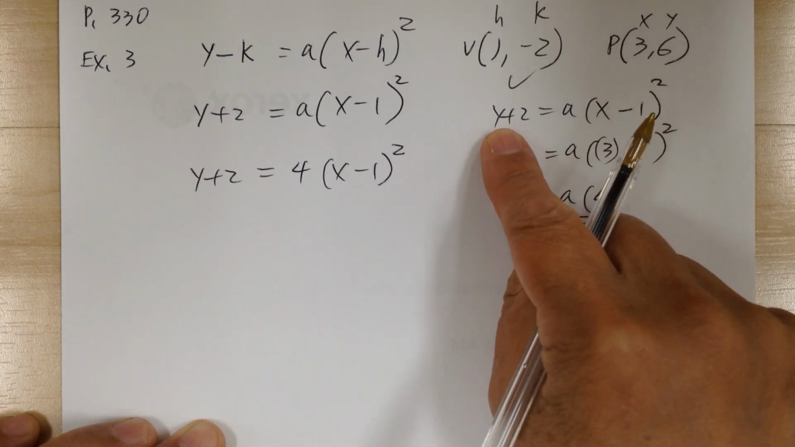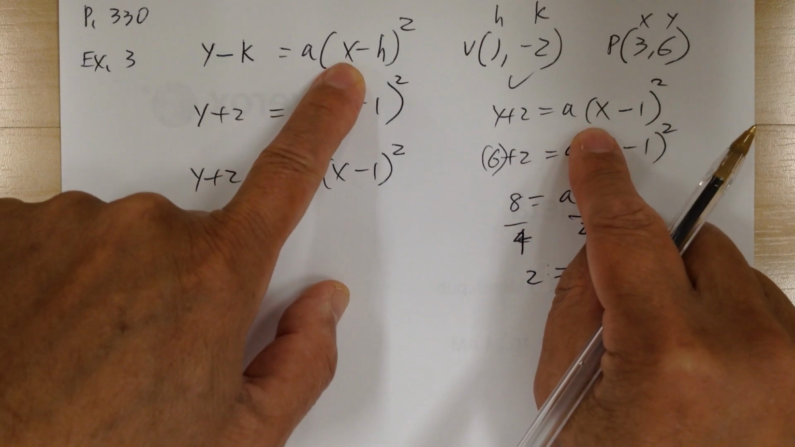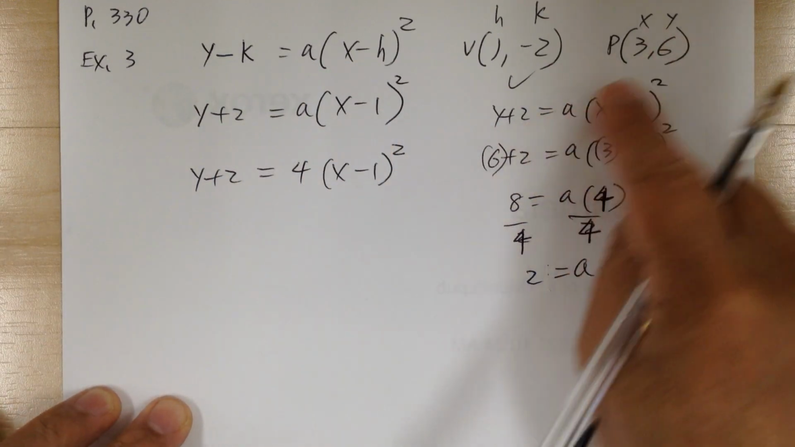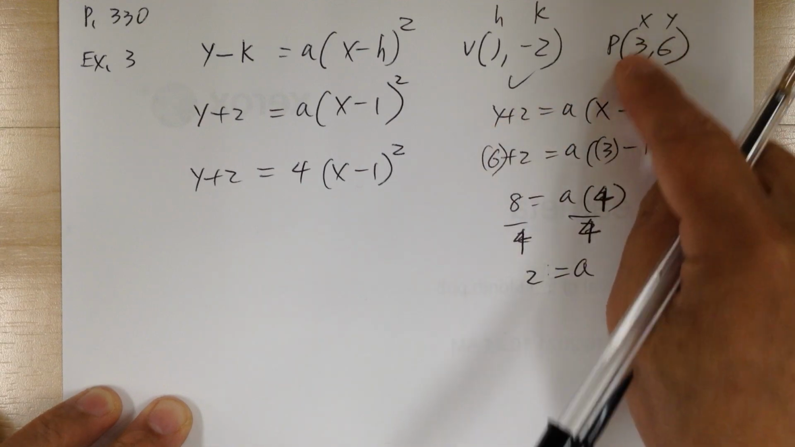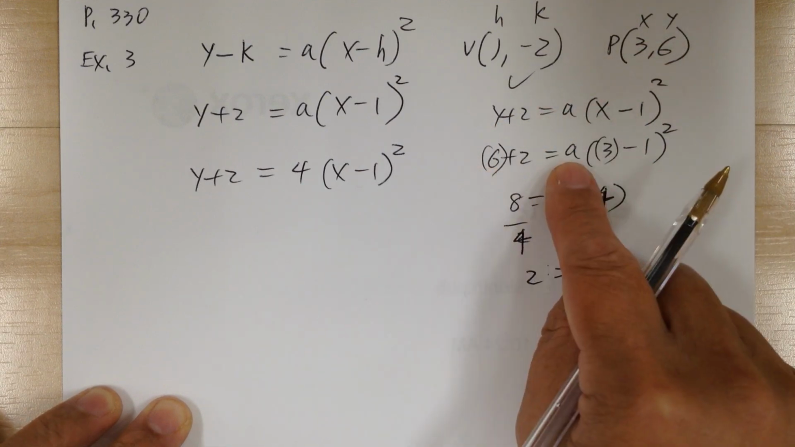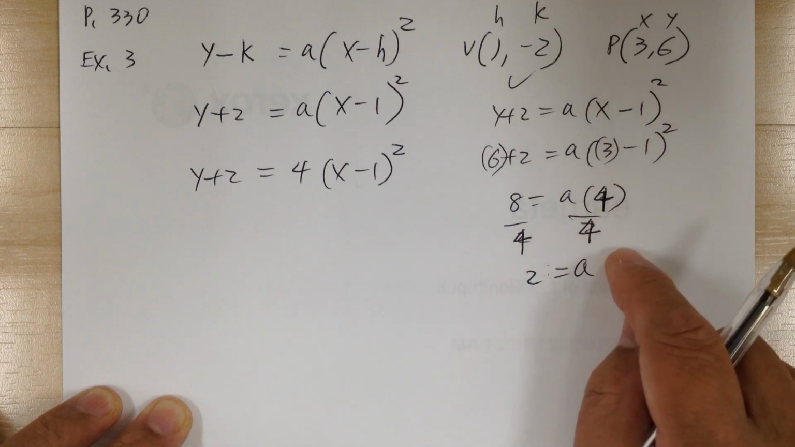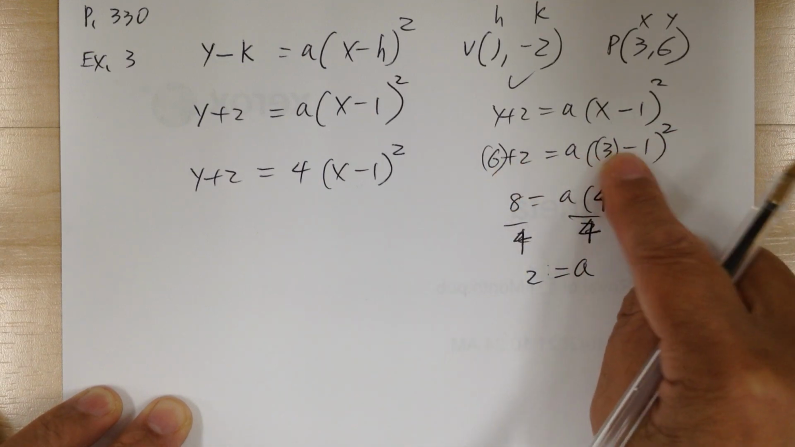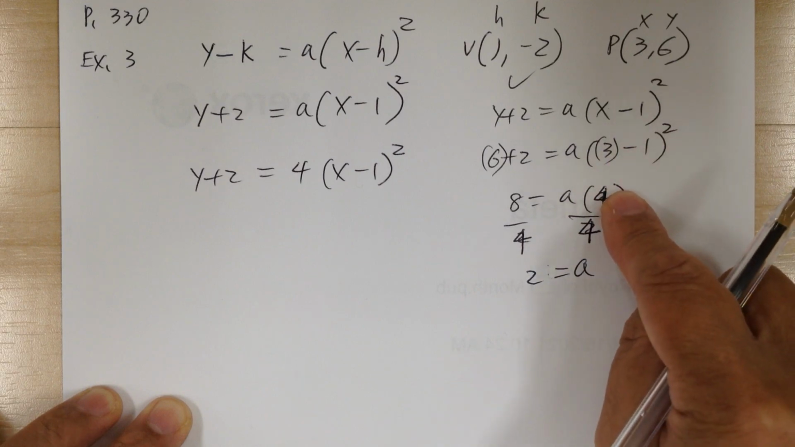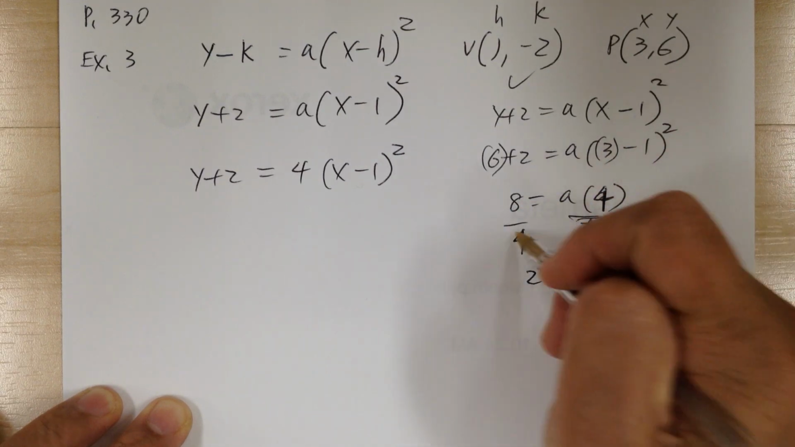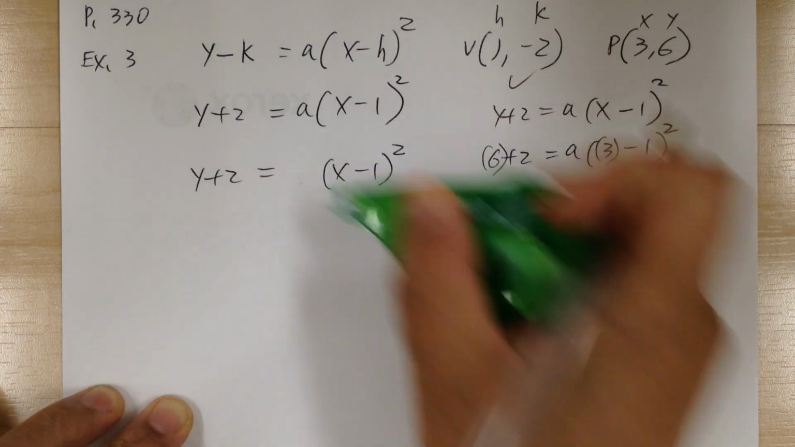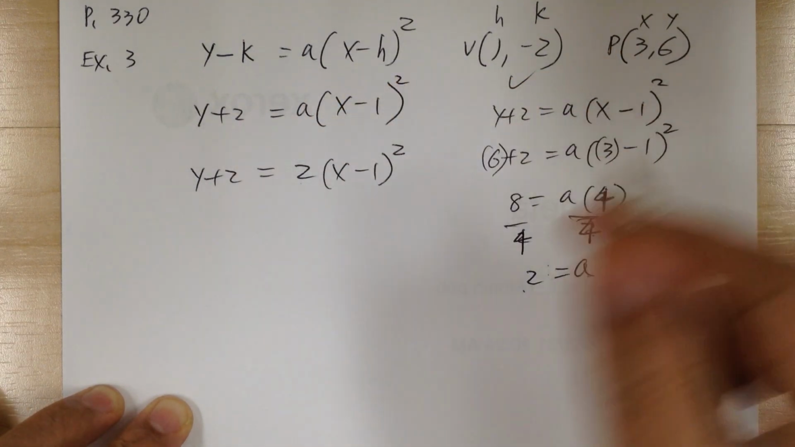Again, let's go back over here. You have y plus 2 equal to a times x minus 1 squared, right? That's a square. When you substitute the 6 and the 3, you get 6 plus 2 equal to a times 3 minus 1 squared. So 6 plus 2 is 8, 3 minus 1 is 2, and 2 squared gives you 4. Divide both sides by 4 to solve for a, so a equal to 2. Therefore, a is equal to 2, not 4. I forgot the square.